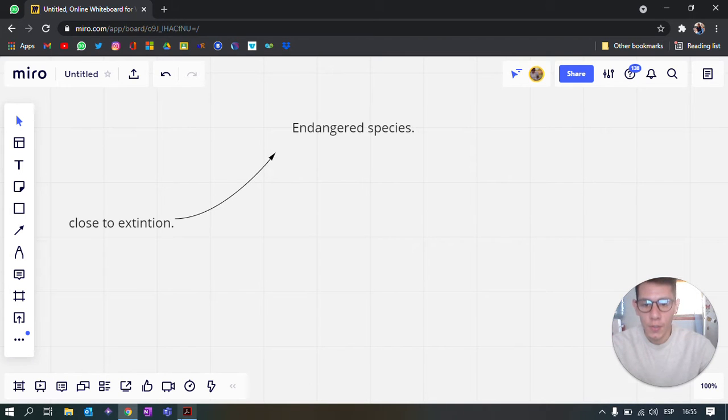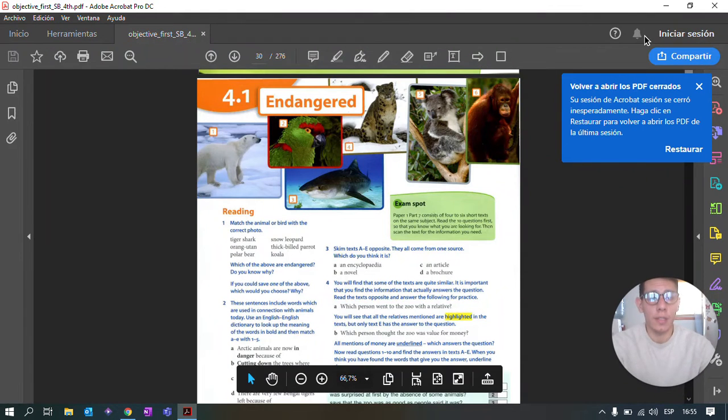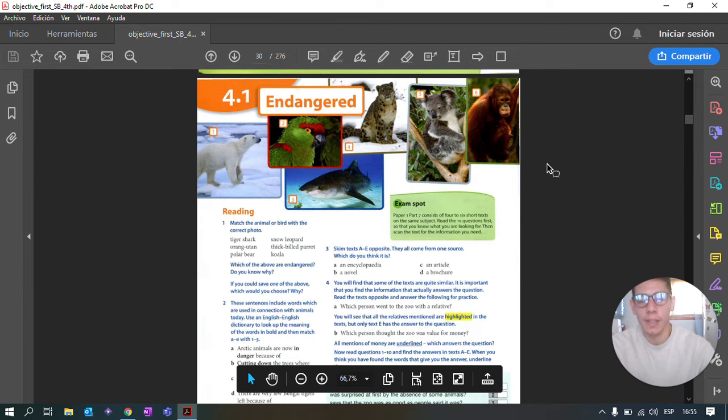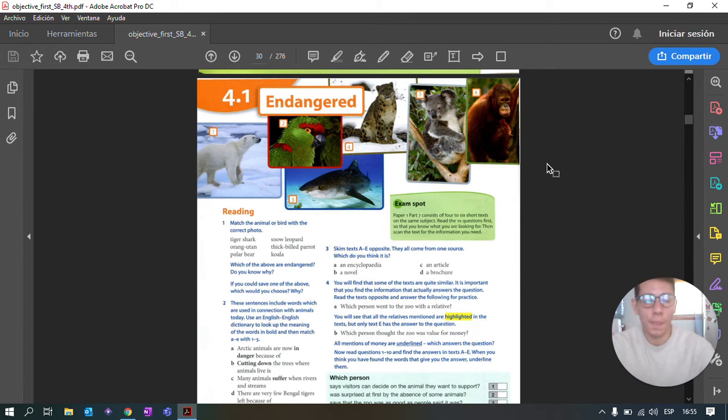So let me share here. This is unit number 4, called endangered species. All of these animals have something in common, that they are about to die. We have a tiger shark, an orangutan, a polar bear, a koala, a snow leopard, a thick-billed parrot, and so on.